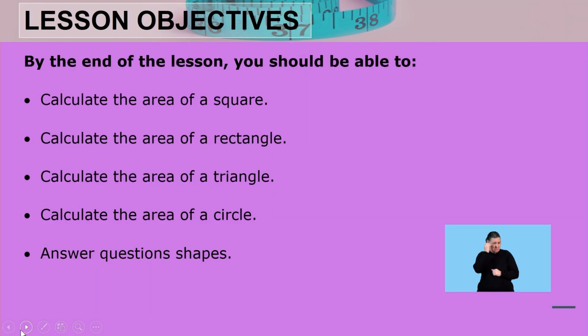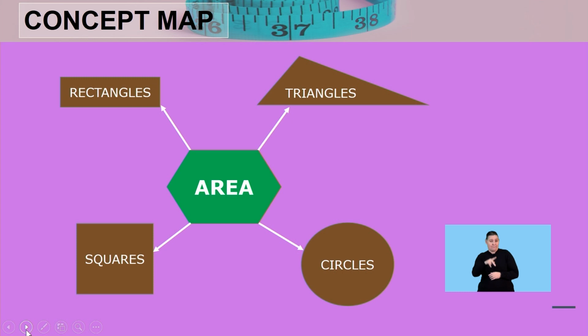By the end of the lesson today, you should be able to calculate the area for a square, a rectangle, a triangle, and a circle, and then answer questions on combined shapes. So, the concept map: we're starting with squares, rectangles, triangles, and end up with the circle. That's our cycle for today.